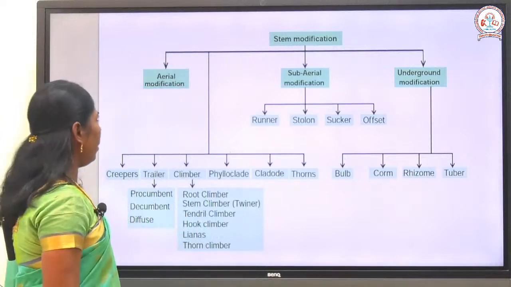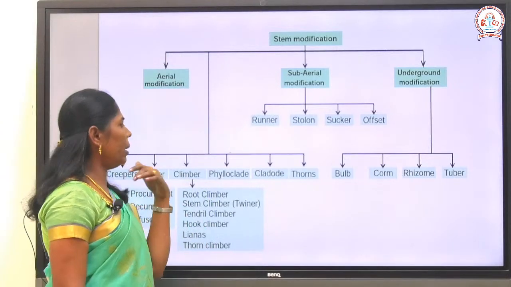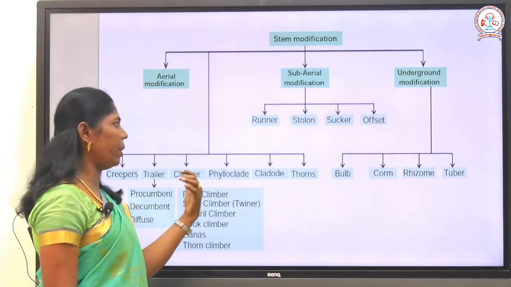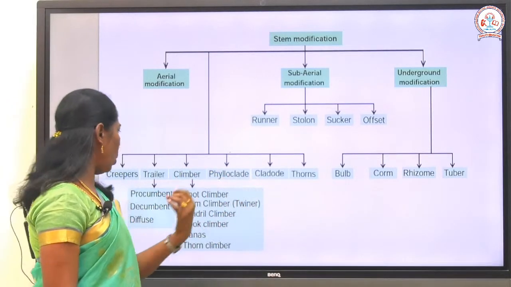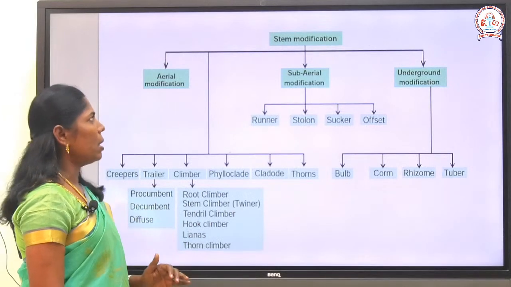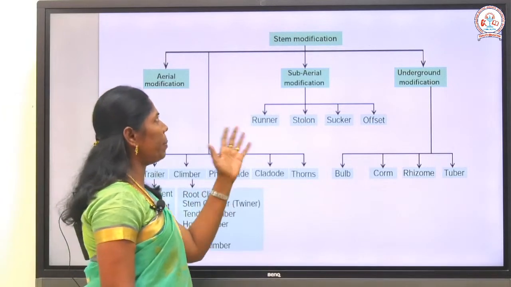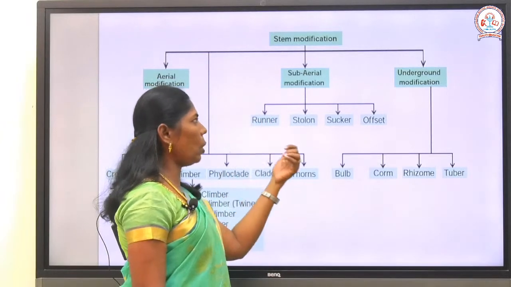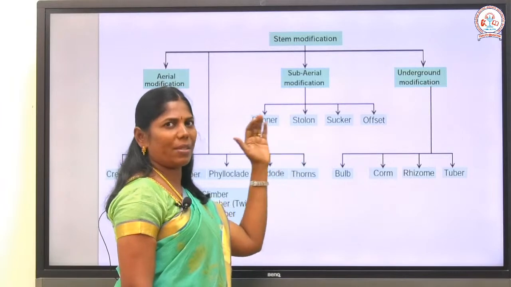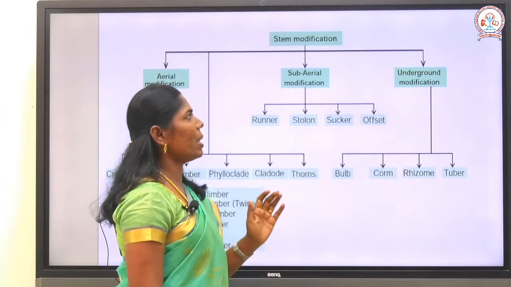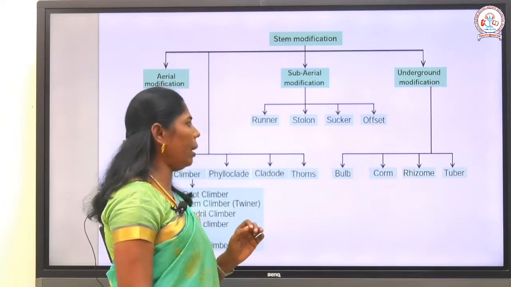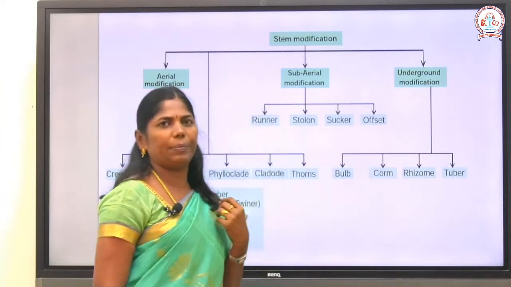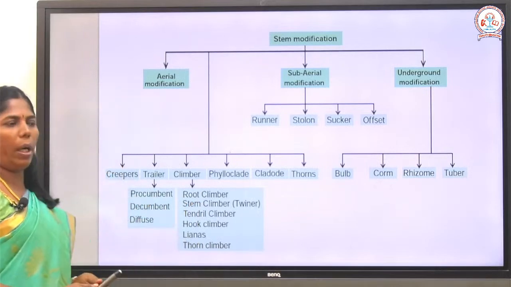Modifications, we already studied the aerial modifications. The next one under the aerial modifications: the creepers, trailers, climbers, phylloclade, cladode, thorns. These are all we studied. So today we are going to learn stem modifications, that is the subaerial modifications: runner, stolon, sucker, offset. And the next one is the underground modifications, under the heading bulb, corm, rhizome and tuber. We will study them one by one.